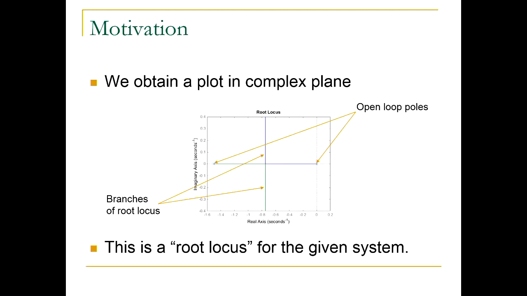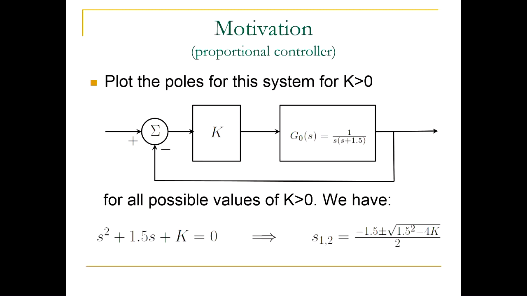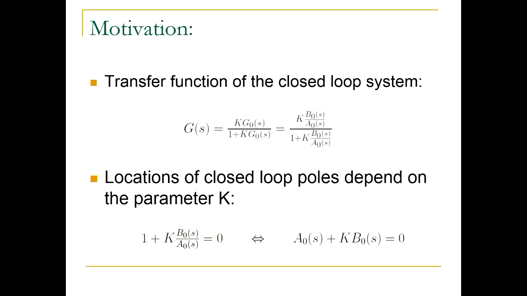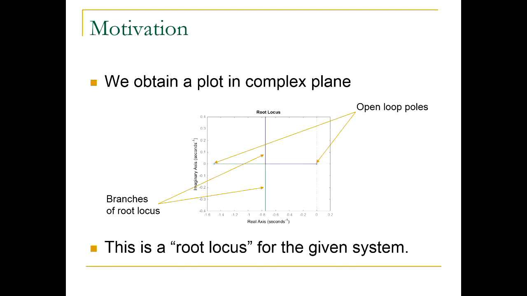So let's just go back to what we were talking about before. When k is 0, then we said the closed loop poles would be at 0 and minus 1.5. Let's look at the root locus. When k is 0, that would correspond to this. There's a little cross here at 0, and there is a little cross here at minus 1.5. So that exactly corresponds to the solutions for k equals 0.